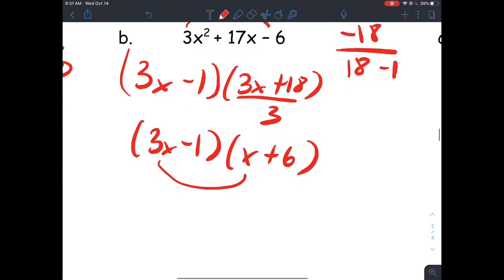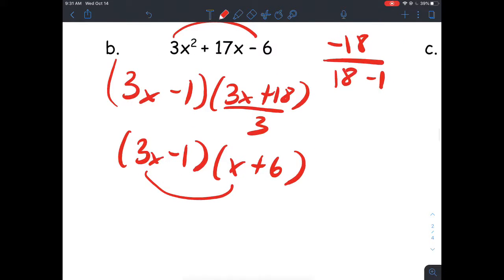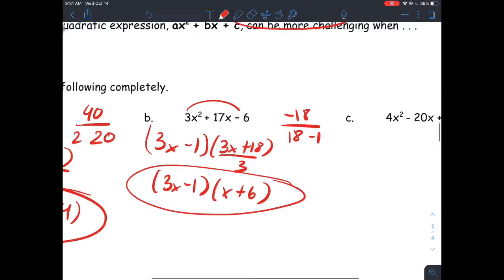And again, we can check our answer by multiplying our first 2 numbers. We get 3x, and x is going to give us our 3x squared. So we're looking pretty good. We factored out enough here.